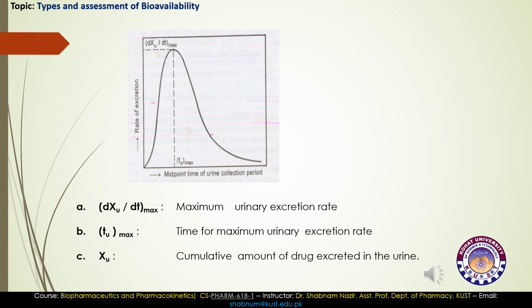In this diagram, you come across three important parameters in connection to the urinary excretion method, and those three important parameters are the maximum urinary excretion rate, which is determined at Tu max, the time for maximum urinary excretion rate, and Xu, which is the cumulative amount of drug excreted in the urine, and we already discussed this one.